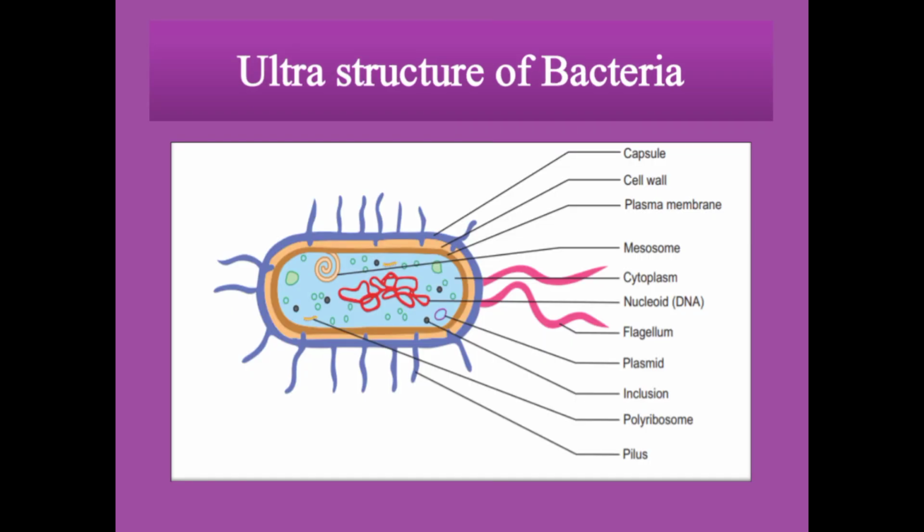This is the ultrastructure of the bacteria. The outer layer is a capsule. The center layer is the cell wall, which is present between the capsule and the plasma membrane. The inner layer is the plasma membrane. The folded structure is called mesosomes. The innermost layer is the cytoplasm, which contains the nucleoid, DNA, flagellum, plasmids, inclusion bodies, polyribosomes and pili, like that.